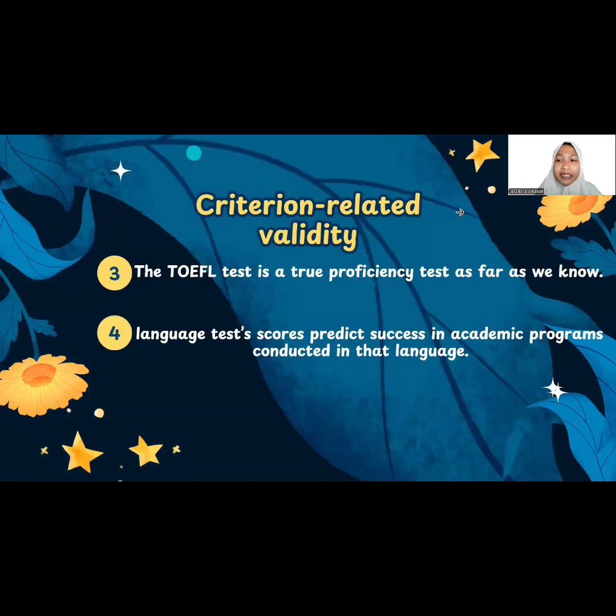And this is an example of criterion-related validity. The TOEFL test is a true proficiency test as far as we know. Lastly, language test scores predict success in academic programs conducted in that language.